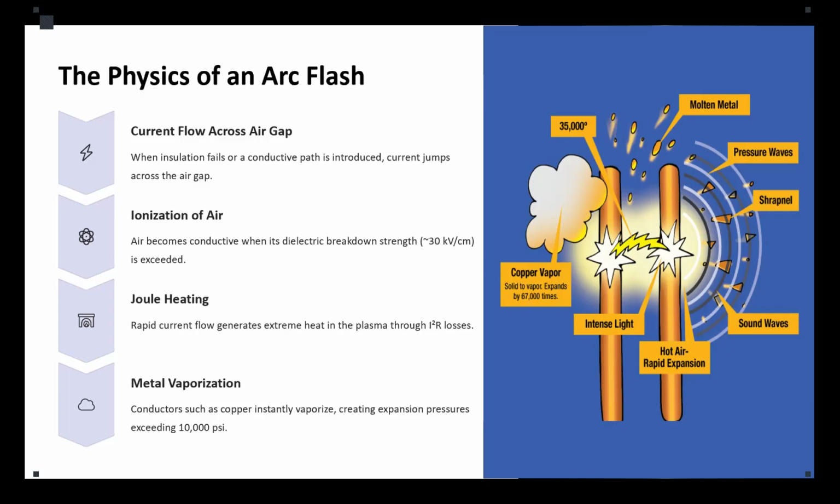Okay. Once it forms, it sustains itself because the current flow continuously provides the heat to further ionize the air. So at this point, you essentially create an electrically conductive flame between the conductors. This plasma bridge behaves like a low resistance wire.